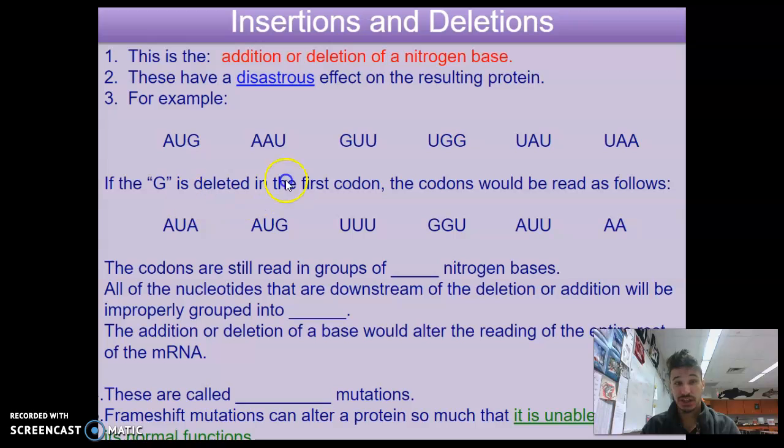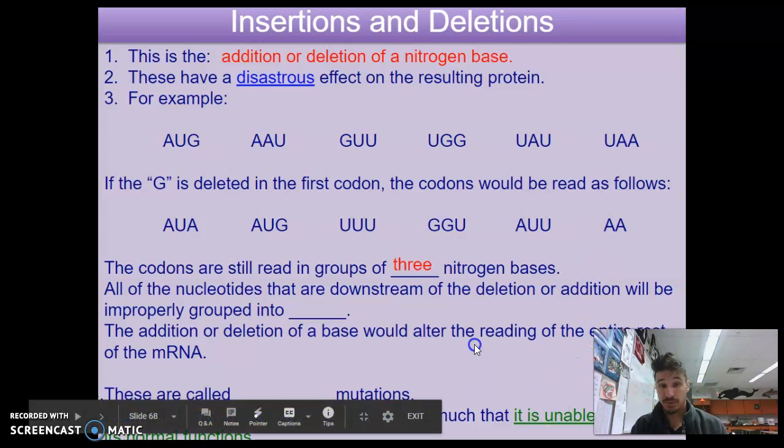So if the G is deleted in the first codon, so the G here is deleted, the codons will read as follows. And you can see none of the codons are the same anymore, meaning this is going to be a completely different protein with maybe no effect or a completely disastrous effect that the cell never intended. Now the codons are still read in groups of 3, right, up until the end where there is no third base.